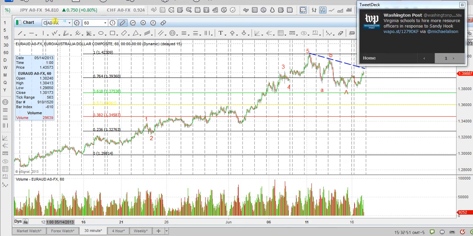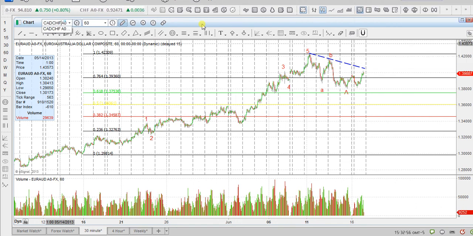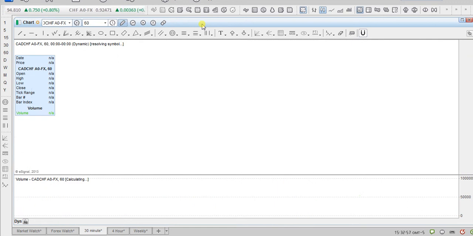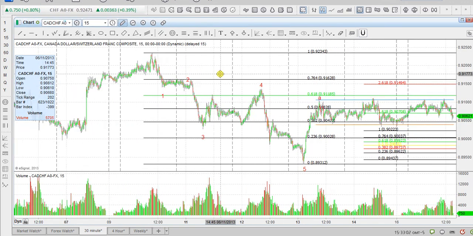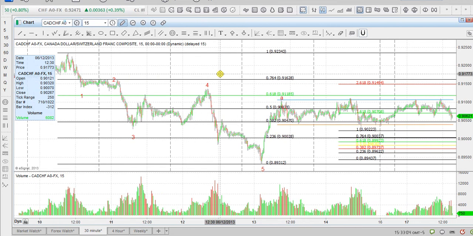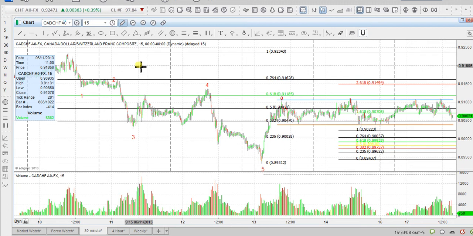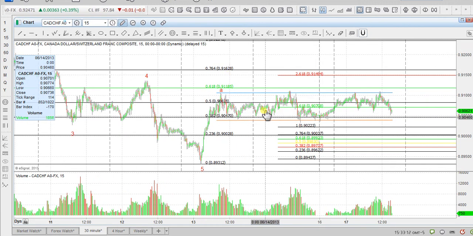Another pair I find interesting is the CADCHF. Something we have been looking at, and I put up a chart on this pair, and this pair is intriguing in that we see the impulsive waves, and then got wave A, and then we see that this pair is trading within a horizontal channel.